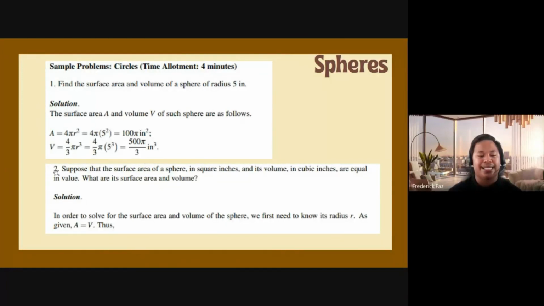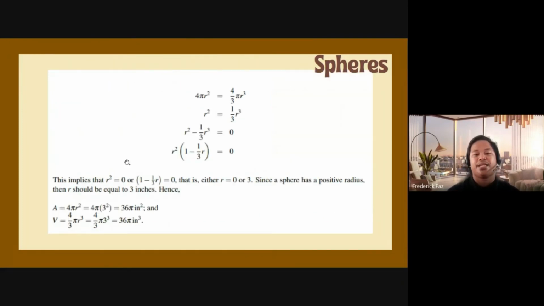For number 2, suppose that the surface area of a sphere in square inches and its volume in cubic inches are equal in value. What are its surface area and volume? So we are given that the surface area and the volume are equal. So we have A is equal to B. Thus, 4 pi r squared is equal to 4 over 3 pi r cubed. So we have r squared here is equal to 1 over 3 r cubed.